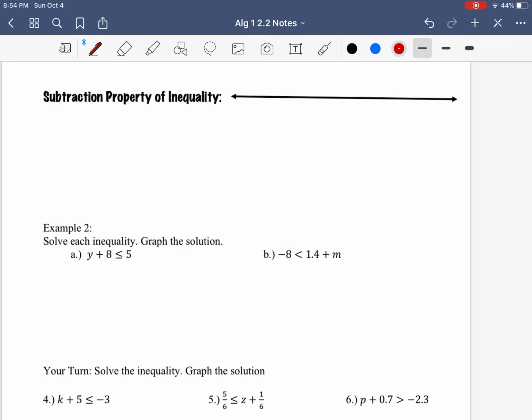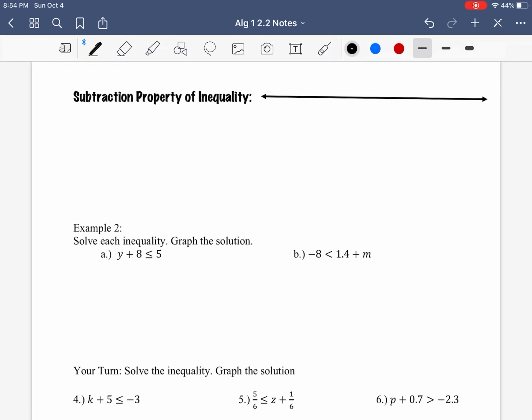Okay, we're now going to look at the subtraction property of inequality. It's very similar in that I have 2 numbers A and B with A less than B. Let's put A up here. Now, if I subtract the same number from each side, so I'm going to go backwards, subtract C from both sides, this A minus C is still going to be less than B minus C.